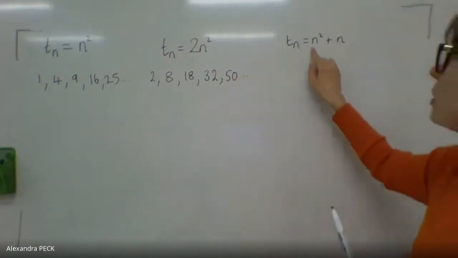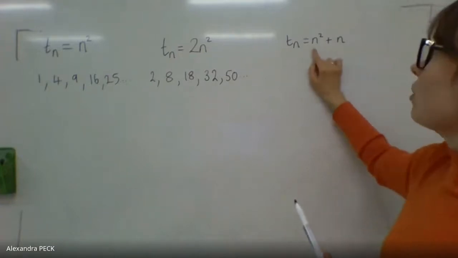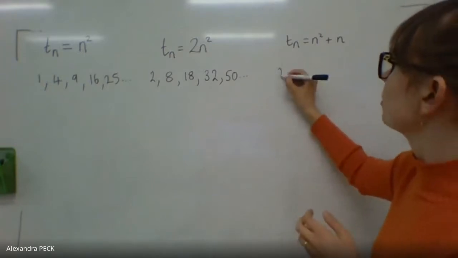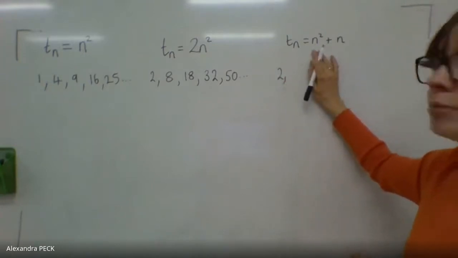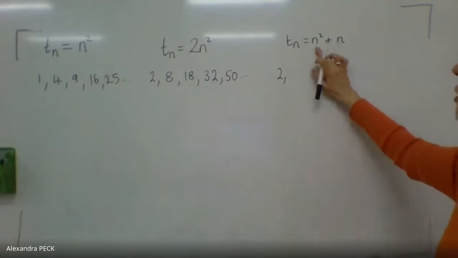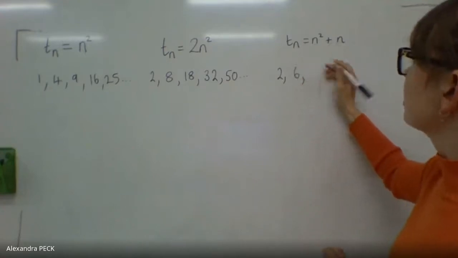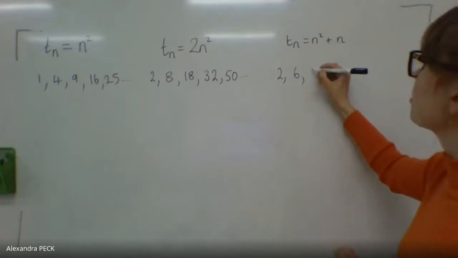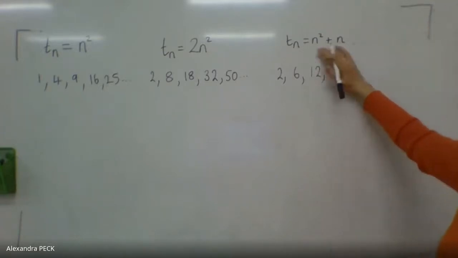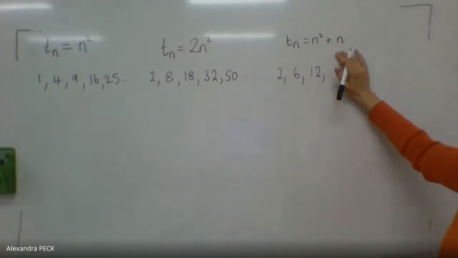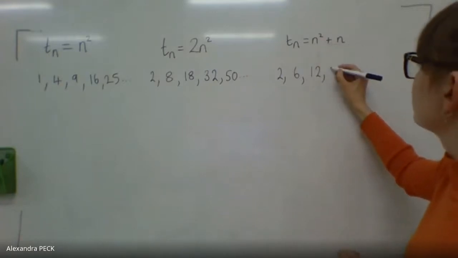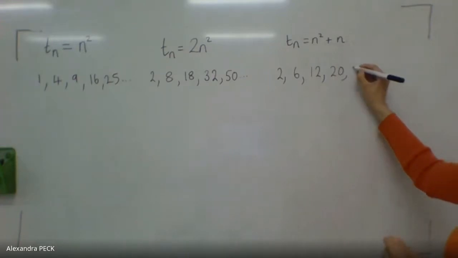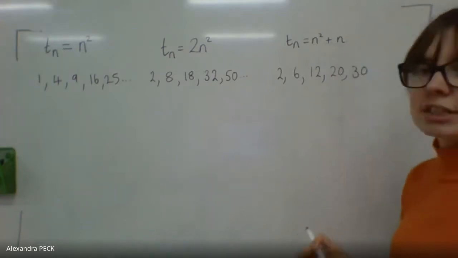And our third sequence is n squared plus n. So for the first term, 1 squared plus 1 is 2. For the second term, 2 squared plus 2 is 4 plus 2, which is 6. Third term, 3 squared plus 3. So 9 plus 3 is 12. Fourth term, 4 squared plus 4, that's 16 plus 4, which is 20. And lastly, we've got 5 squared plus 5. 25 plus 5 is 30.